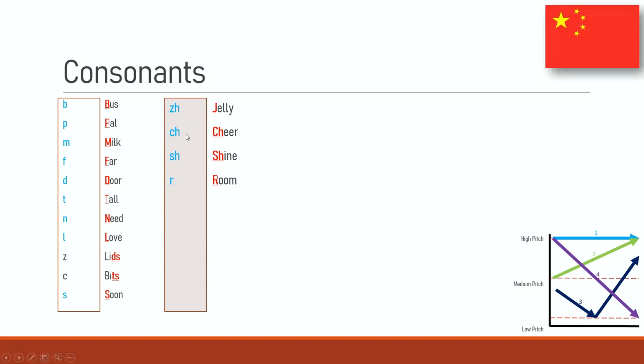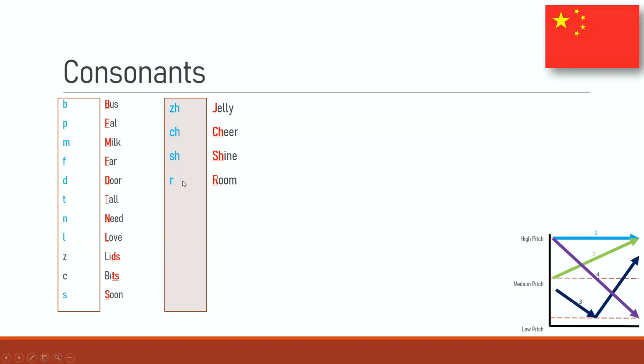Likewise, CH is pronounced like the CH you would say in English, like cheer, but of course with your tongue loosely curled towards the back of your mouth. So ch, ch, ch. Again, the same principle applies for SH as in shine. So sh, sh, sh.